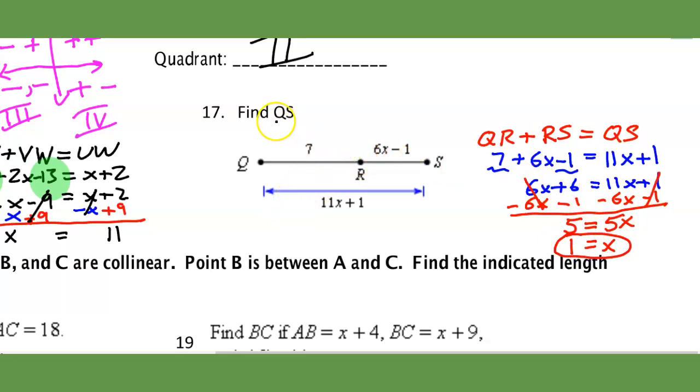Okay. We do need to find QS. I'll find all of them though. So if x is 1, we'll have 11 times 1 plus 1 will be 12. This is 7, so we're expecting this to be 5. So 6 times 1 minus 1 does equal 5. So 7 plus 5 does equal 12. QS will be our final answer.